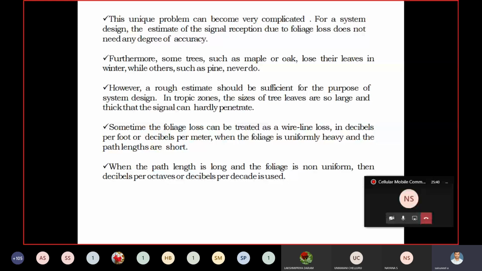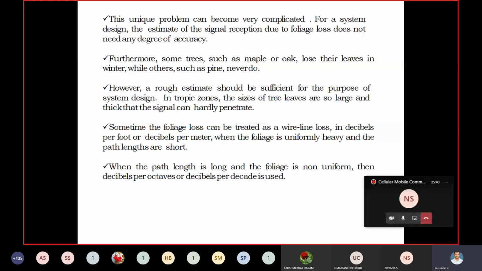For a long path, we have to go for a 10,000 kilometers thick forest. That is the Amazon, besides the Amazon River. Automatically, the foliage loss is non-uniform. It depends upon the size of the tree, right, and the distribution of leaves, trunks, and branches.